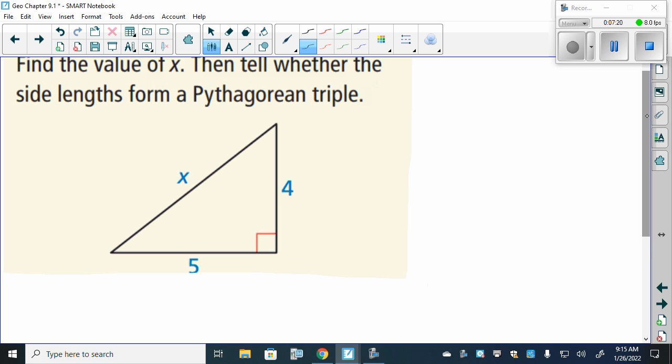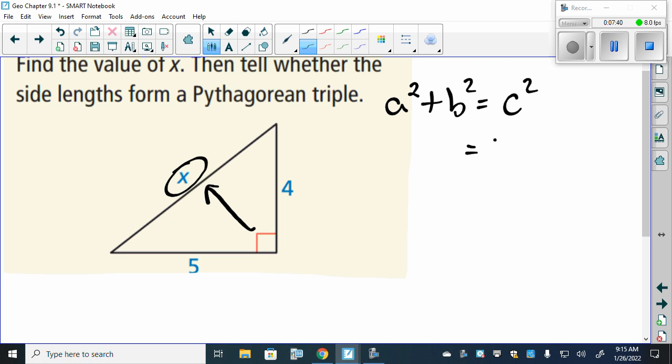So, again, we're wanting to find x and then determine if it's a Pythagorean triple. Which one of these is going to be the hypotenuse? The x is going to be the hypotenuse. So in our a squared plus b squared equals c squared, our c value is x. So we'd have x squared. Now the values of a and b are 5 and 4. So we can say 5 squared plus 4 squared.